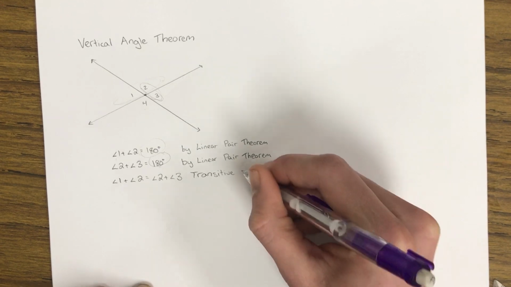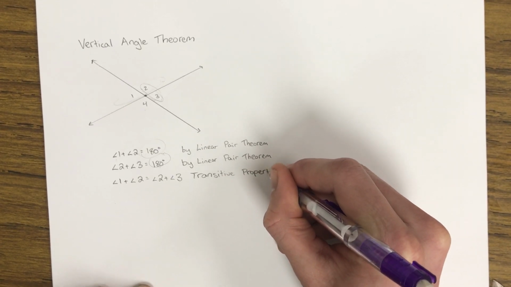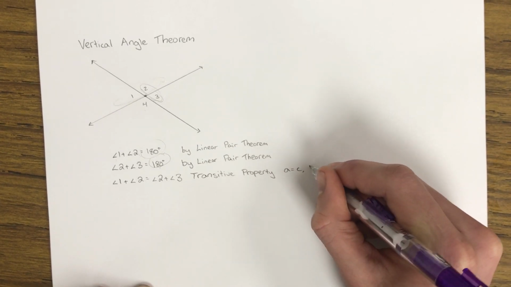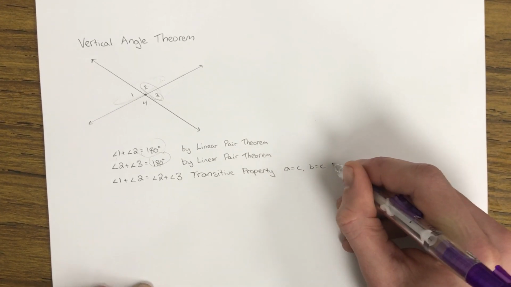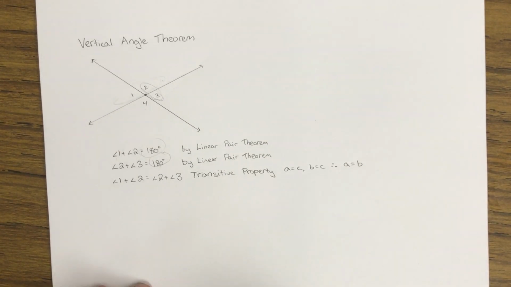So if two objects are equal in value to a third, they must also be equal to each other. So in general terms, that would be if A is equal to C and B is equal to C, then A must also be equal to B.